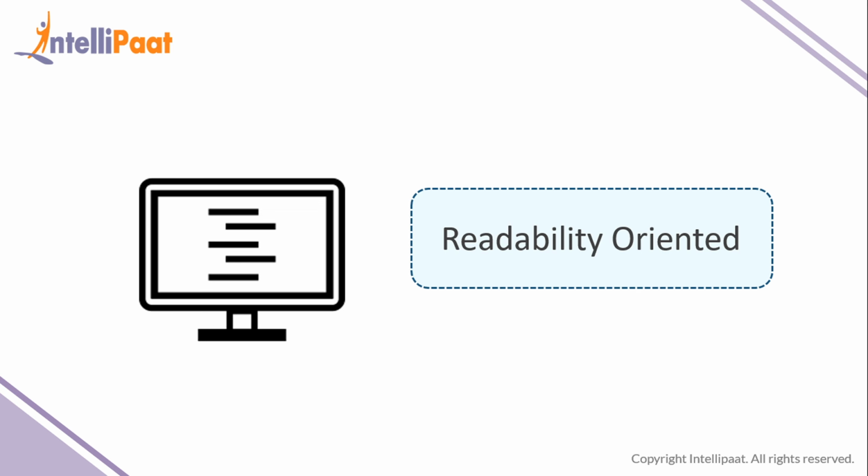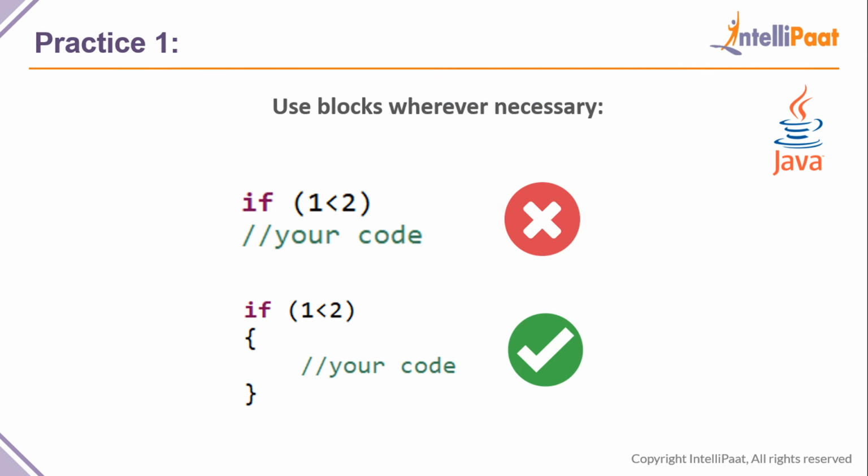The first measure that we would use for readability oriented programming practices is practice number one, use blocks wherever necessary. I've heard people say that for certain parts of the program, like an if statement, you add your code to the next line and the blocks are not necessary. Yes, it's a general practice. It's a more speedy way to write code, not a more efficient way, obviously, because it doesn't tax the processor or anything.